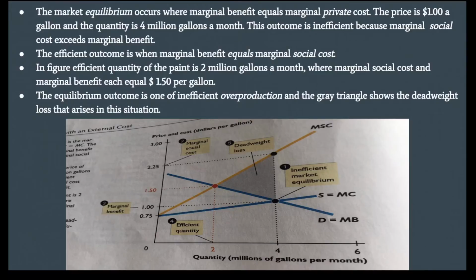The market equilibrium occurs where marginal benefit equals marginal private cost. The price is $1 a gallon and the quantity is 4 million gallons a month. This output is inefficient because marginal social cost exceeds the marginal benefit. The efficient outcome is when marginal benefit equals marginal social cost. In the figure, the efficient quantity of paint is 2 million gallons a month, where marginal social cost and marginal benefit are each equal to $1.50 per gallon. The equilibrium output is one of inefficient overproduction, and the gray triangle shows the deadweight loss that arises in this situation.